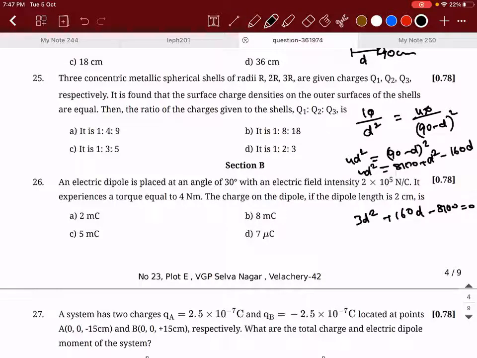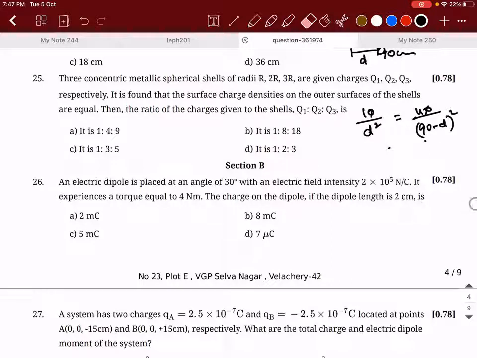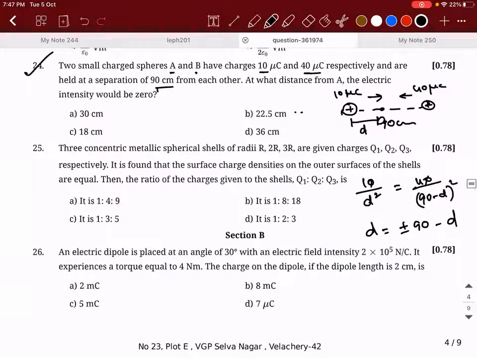So I think we need not do this much. Since the distance is going to be positive, I can say 2D is equal to plus or minus (90 minus D). Did I make any mistake? So 3D will be equal to 90, D will be equal to 30. We can write this as 30 centimeter.